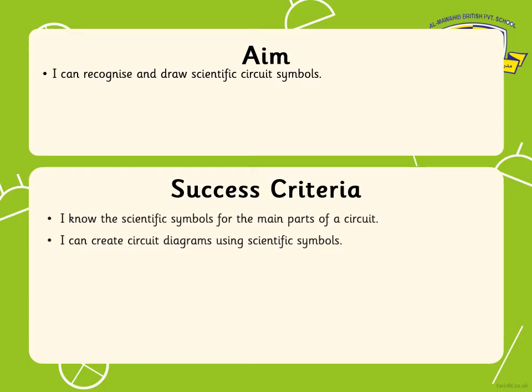So the aim and objectives are you can recognize and draw scientific circuit symbols. And the success criteria, that means by the end of the lesson you would know the symbols for the main parts of the circuit and you can make circuit diagrams using the scientific symbols.